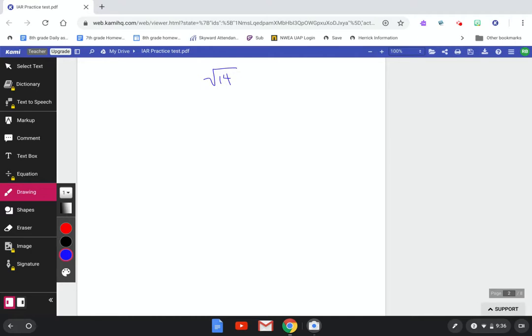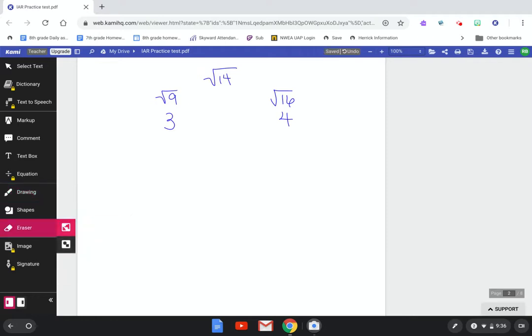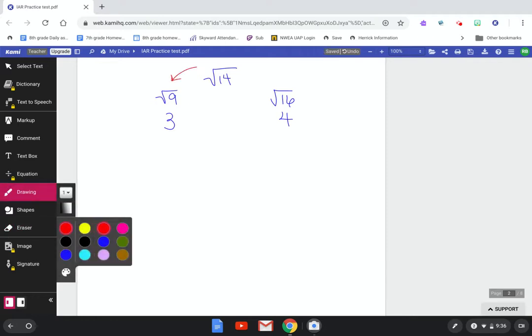To figure this out without a calculator, let's think of perfect squares. We have the square root of 9, and we have the square root of 16. Well, the square root of 9 is 3, and the square root of 16 is 4, which means my answer is going to be in between 3 and 4. So the next thing I look at is, how far away is 9 from 14? So 9 to 14 is 5 units away, and over here, 14 to 16 is 2 units away.